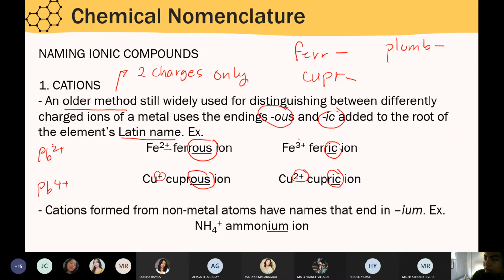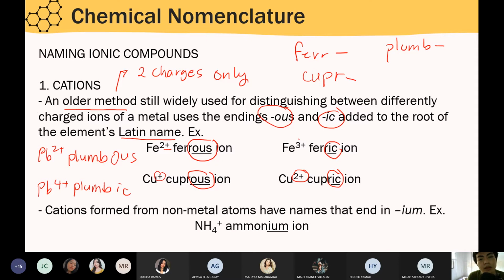Lead. Again, the root word here is plumb. This is also plumb. This is 2, this is 4. Which of them will use the suffix -us? Obviously it's the 2 plus, because 2 is lower than 4. So this will be plumbous, and this one will be plumbic. The idea here is that between two charges, if your charge is lower, then you use the suffix -us, and if your charge is higher, then you use the suffix -ik.